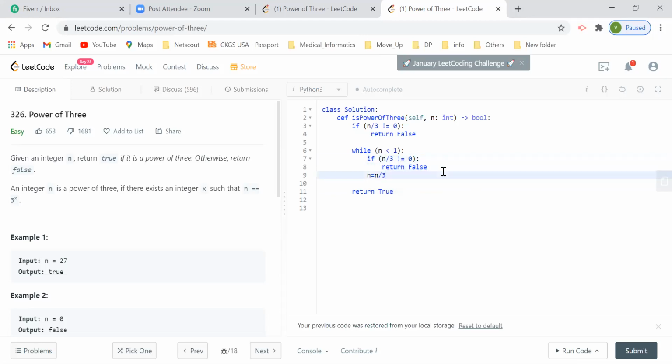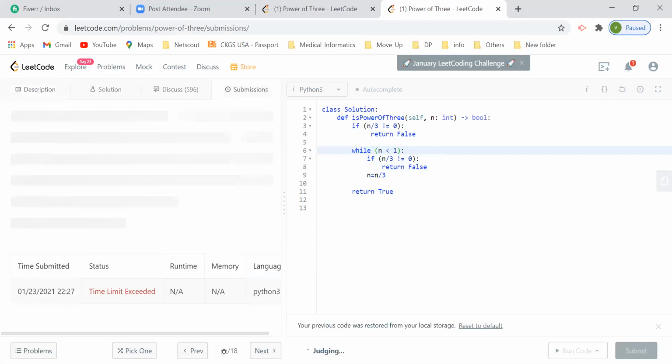Yeah, basically it should be greater than 1, right? Otherwise greater than 3. 3 is divisible by 3 because it's a power of 3. It still exceeds the time. Okay, so then this while loop is taking a long time.